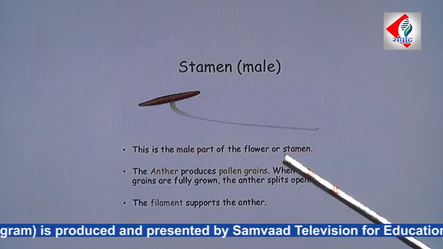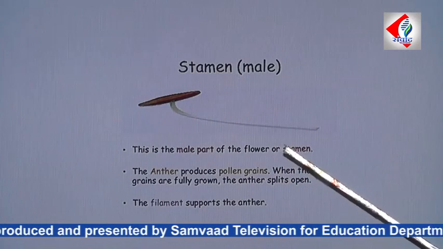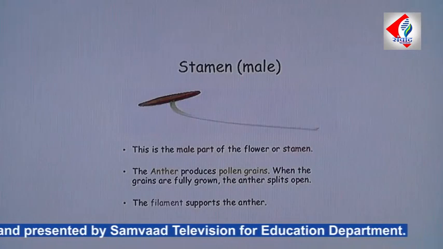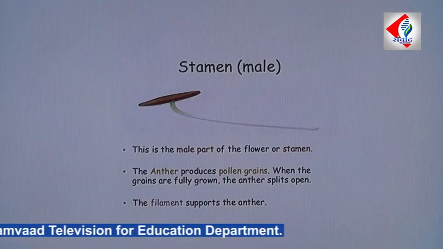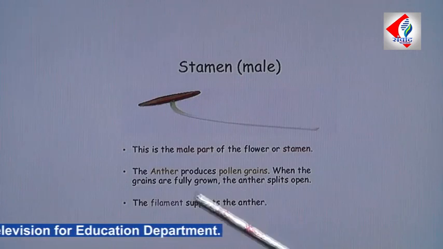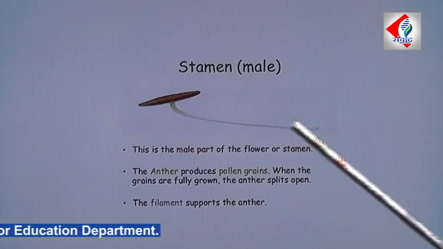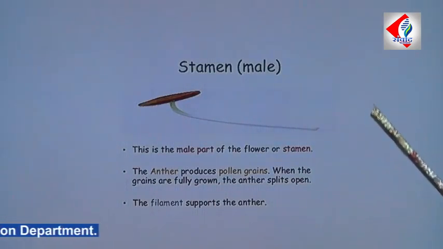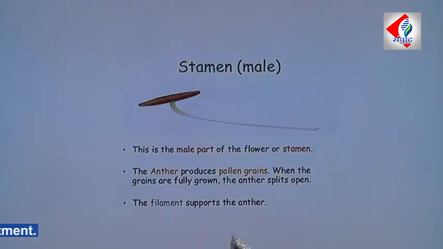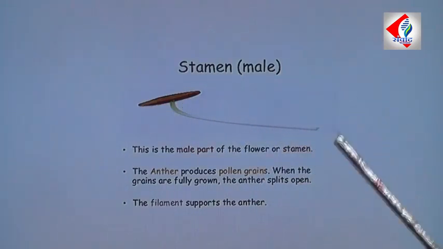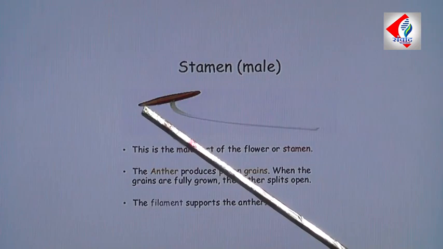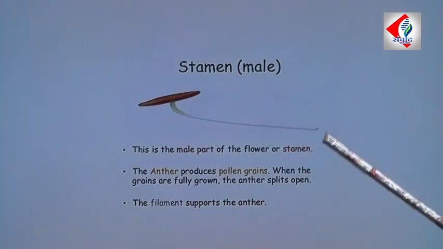And the pollen grains, like I told you, where are they going to go? Yes, they are going to go to the stigma. And because the stigma is sticky, the pollen grains get stuck to the stigma. And this long tubular structure which you see, this is called the filament. So for your standard, you just need to know that a stamen has two parts, that is the anther and the filament.